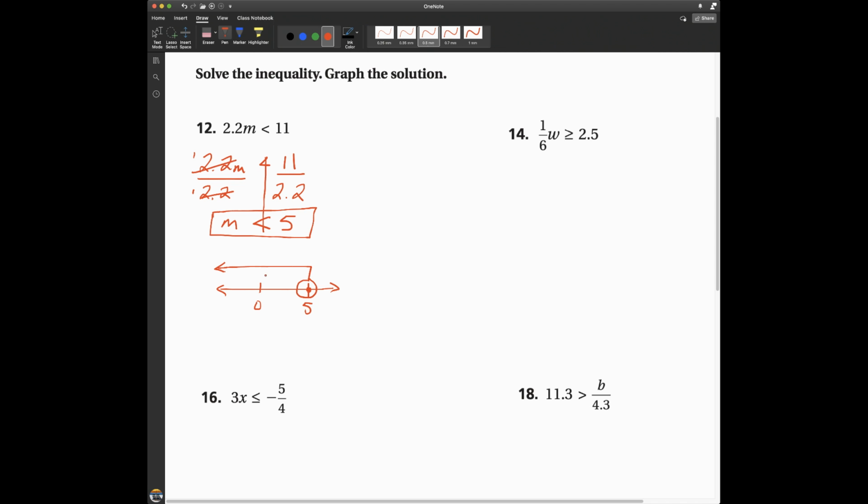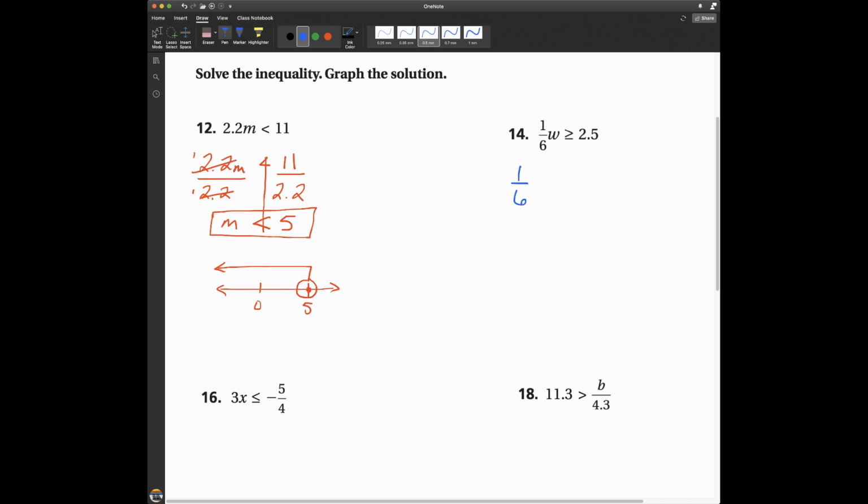So here's my solution, and here is the graph. I'm sorry, here's the solution to the inequality, and I've graphed it. I've graphed all the answers to this inequality. Okay, let's look at number 14.